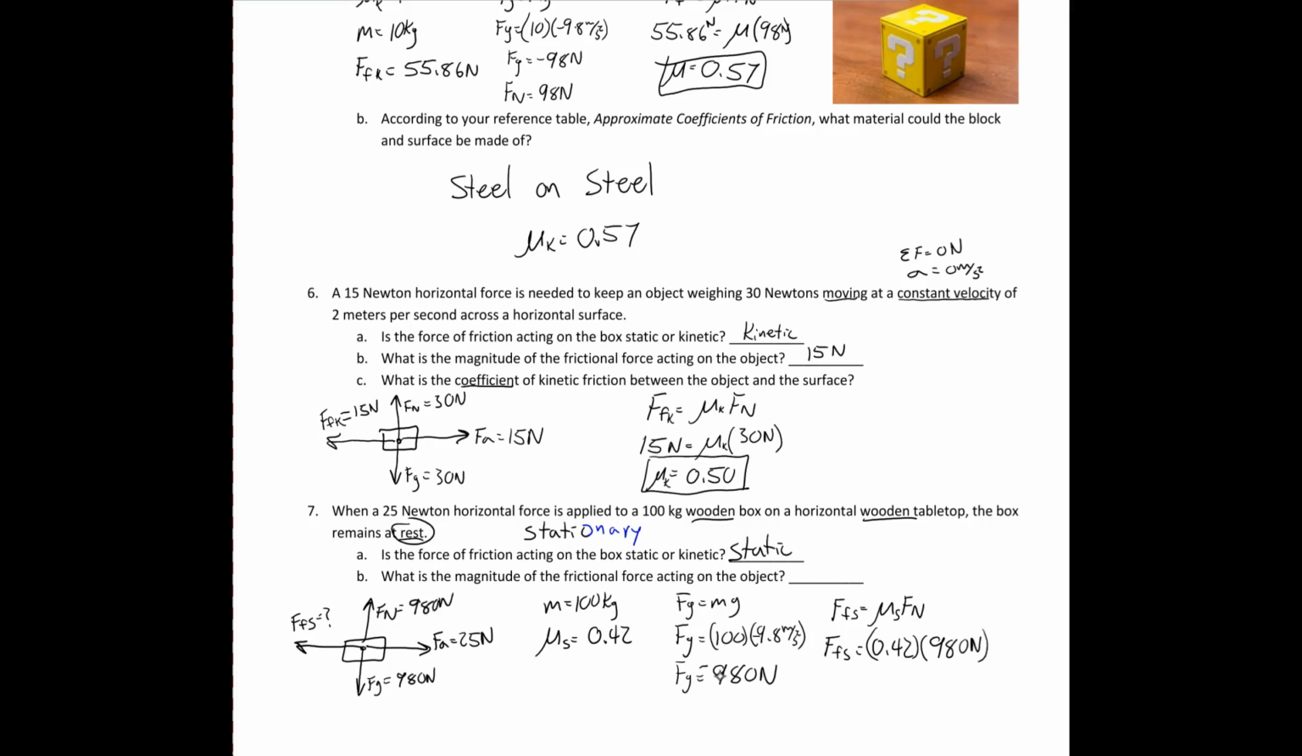This one's going down, it's negative. All right, so now we're ready to do the multiplication for the static friction. You do 0.42 times 980, and you get 411.6 newtons.